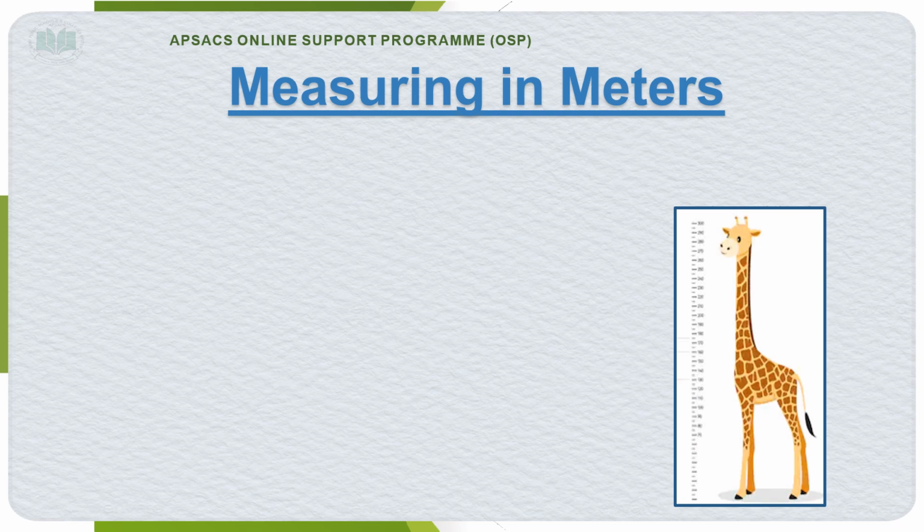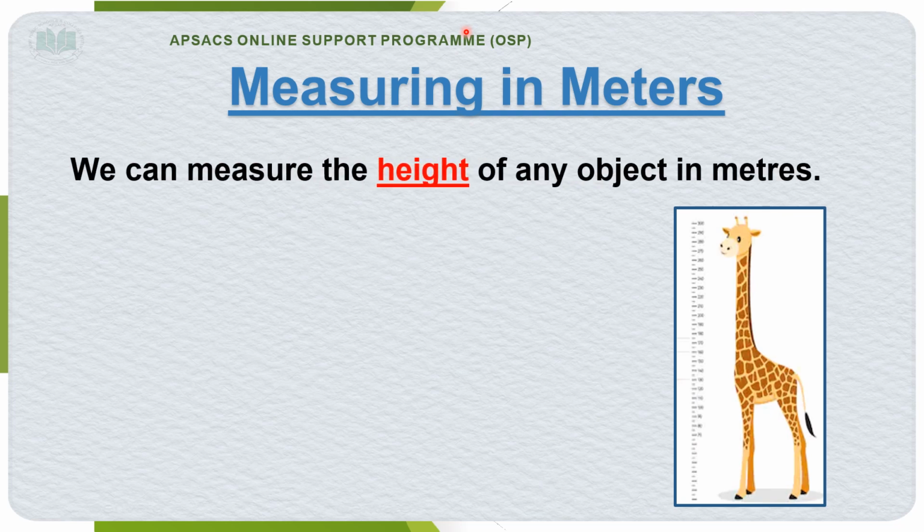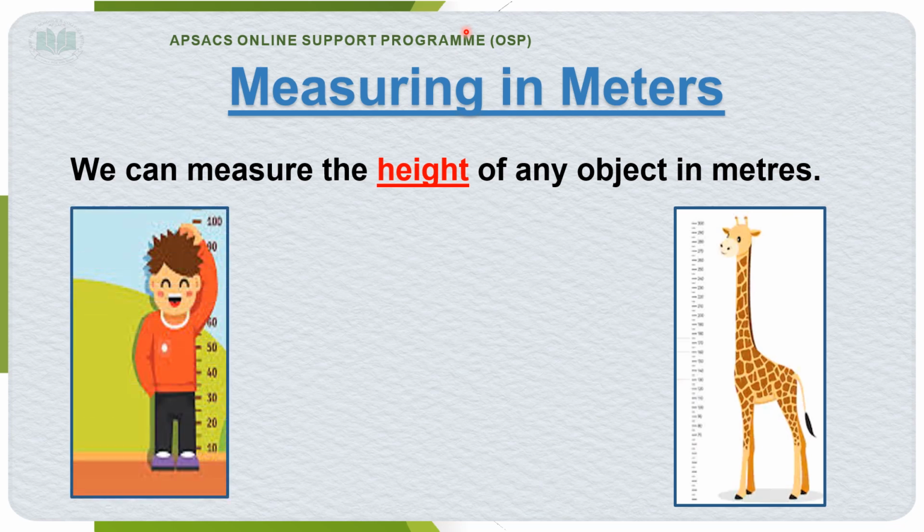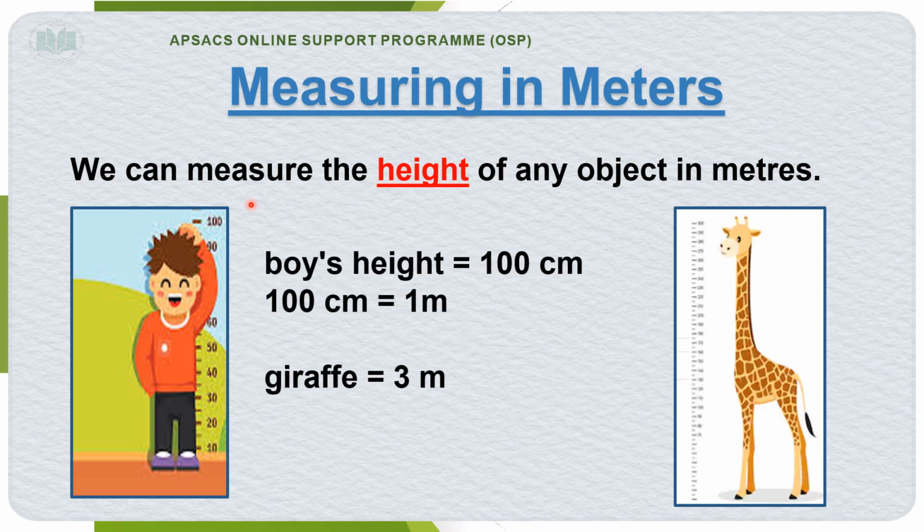So when we are measuring the objects in meters, we do not measure only the bigger objects, but we also measure the height of the object in meters. So we can measure the height of any object in meters. For example, here is a boy. His height is 100 centimeter. So 100 centimeter is equal to 1 meter. So the boy's height is 100 centimeter, that is 1 meter.